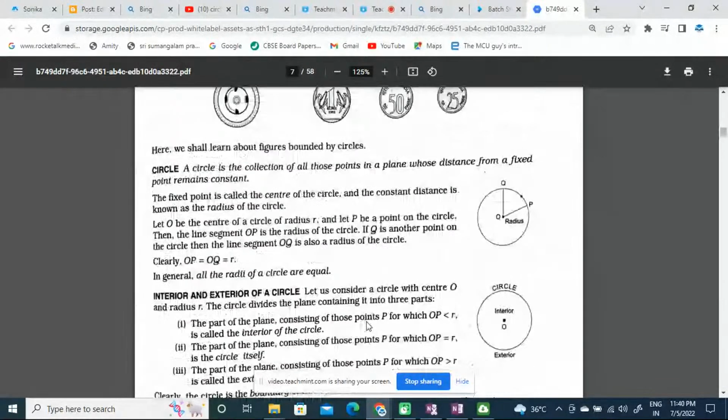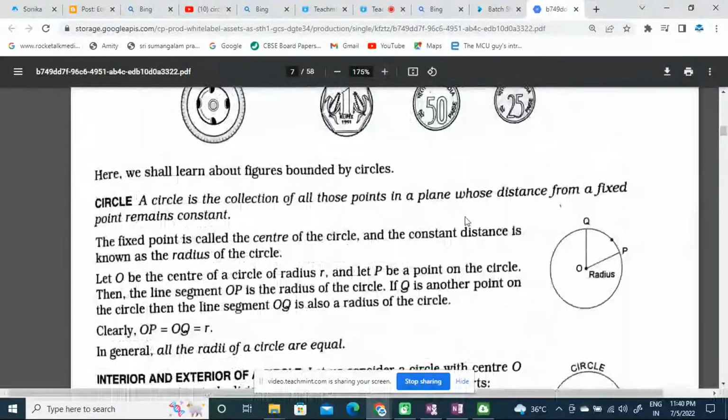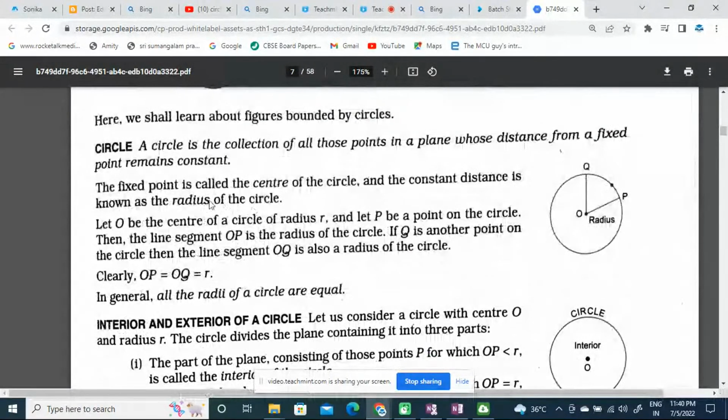So, according to the definition of the circle, circle is the collection of all those points in a plane whose distance from a fixed point remains constant. And that fixed point is called the center of the circle. वो जो fixed point होता है उसे circle का center कहते हैं. और जो that what the constant distance is termed as the radius of the circle.